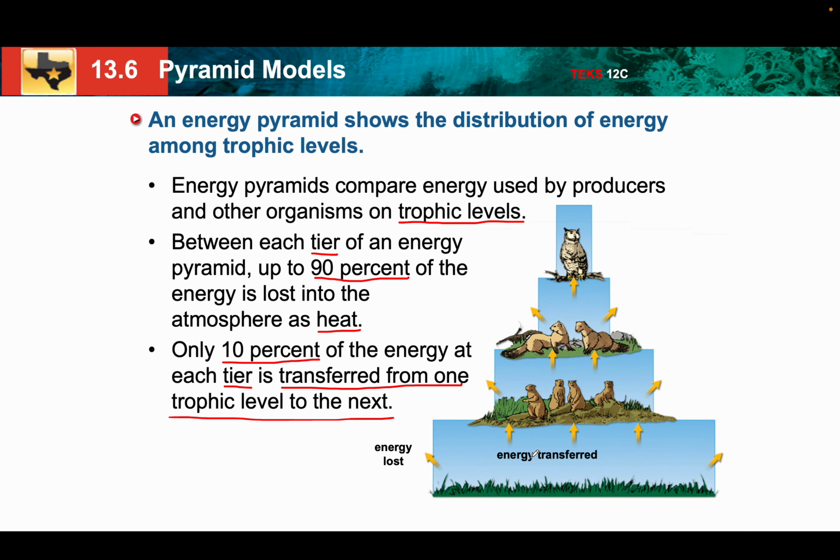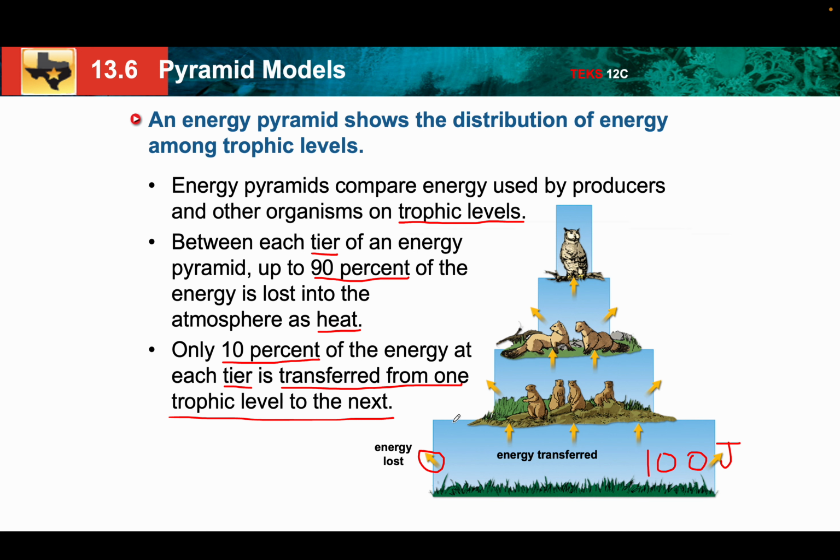So here's our energy pyramid. Let's just say down here I had 100, and it's going to be measured in joules. So 100 joules of energy that are being produced by these producers. Now you should know that these arrows off to the side mean energy is lost. And if I ask you what the energy is lost as on the test, you should be able to tell me heat energy. It's lost as heat.